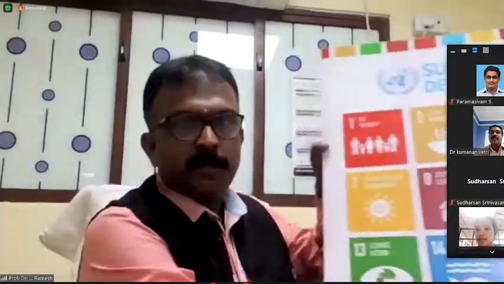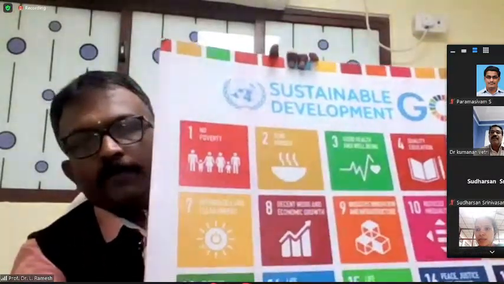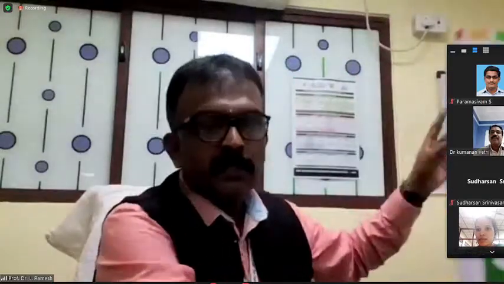Each goal will have targets and indicators. I hope you all know about this. When you search on the net, you can easily find the SDG goals, starting with SDG 1 no poverty, SDG 7 affordable and clean energy, SDG 11 responsible consumption and production. In that, computer science is seriously involved. Good health and well-being, there also computer science is involved. Like that, out of 17, in 12 goals our computing engineers are very much involved.